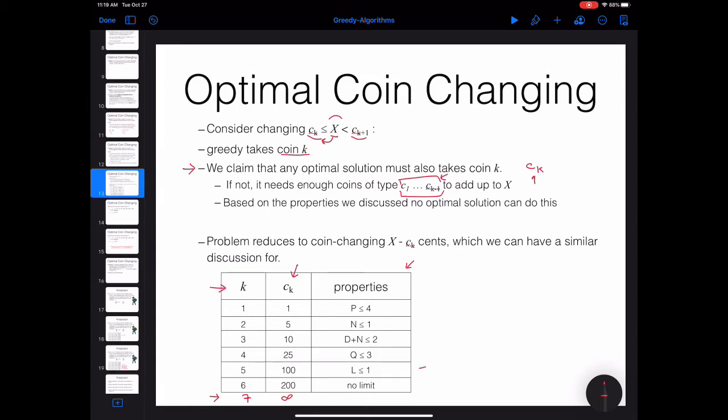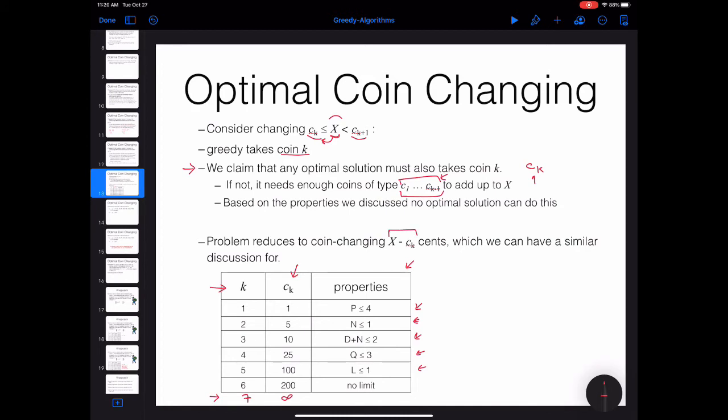These properties show you that whatever is ck, if you are going to use the smaller coins instead of that, you definitely have to use more coins. So it's not possible. Definitely the optimal answer always takes the coin k whenever it is changing this amount x. And this is enough to prove that the greedy algorithm always gives you the optimal answer, because you can just recursively have the same discussion over this amount x minus ck.